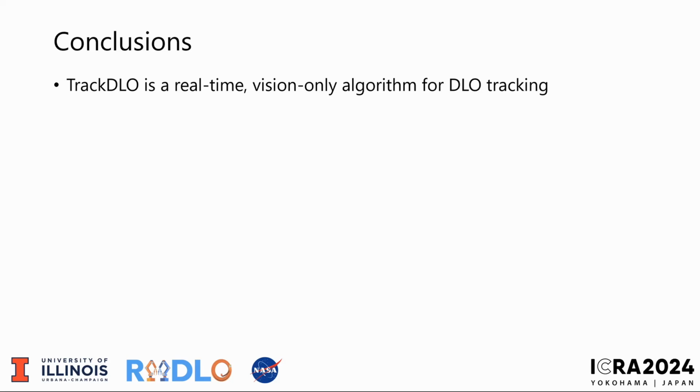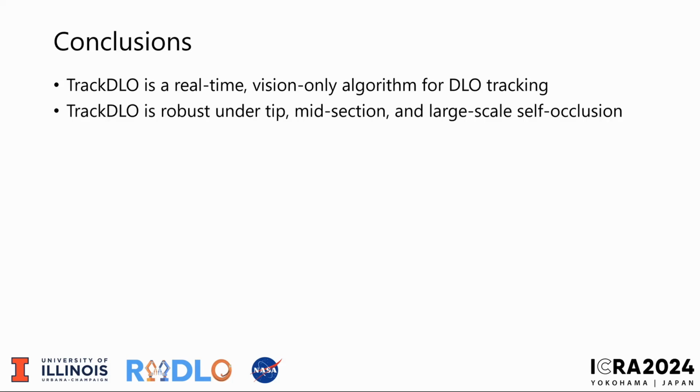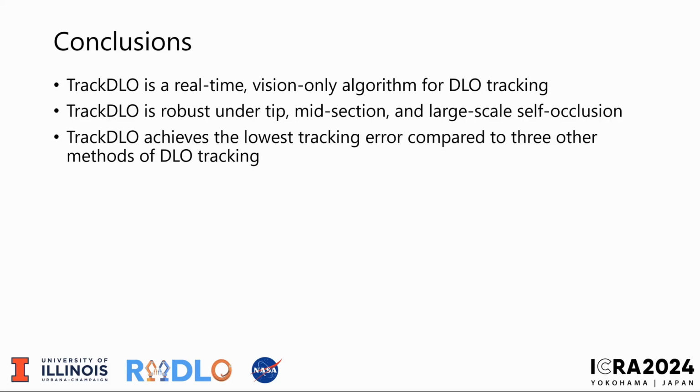In conclusion, TrackDLO is a real-time vision-only algorithm for DLO tracking. It is robust under tip, midsection, and large-scale self-occlusion. TrackDLO achieves the lowest tracking error compared to 3 other methods of DLO tracking.